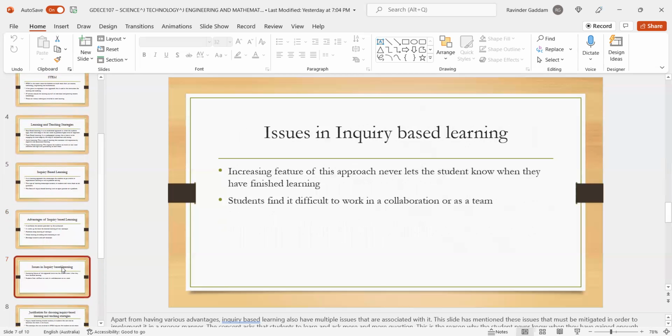And issues in inquiry-based learning: this approach never lets the students know when they have finished learning, and students find it difficult to work collaboratively or as a team.